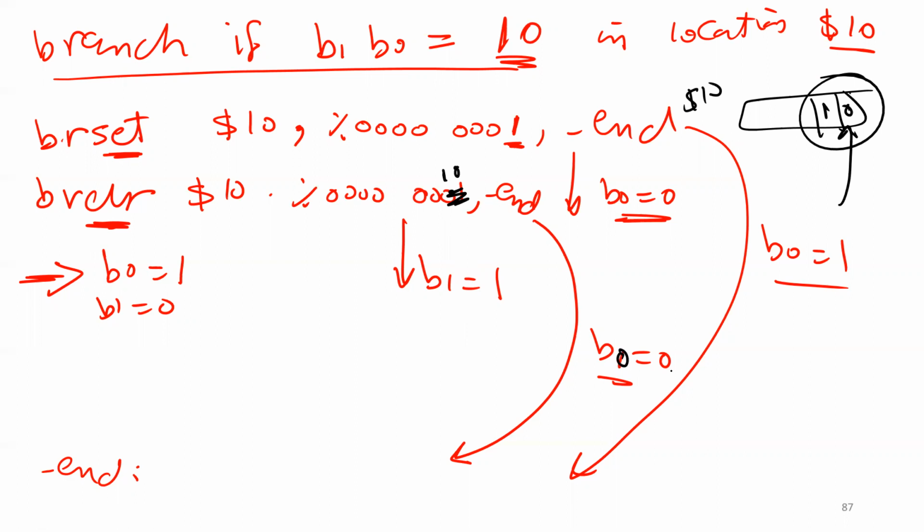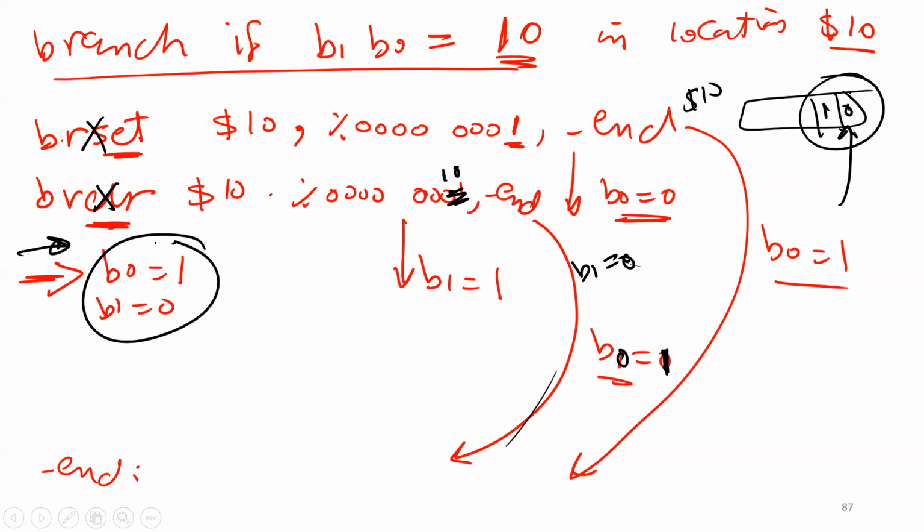If bit 0 is equal to 0, I'm going to come this way. If bit 1 is equal to 0, I'm going to come to here. Sorry, bit 0 is equal to 1. So here I'm going to check bit 0. If it is set to 1, I'm going to come here. If not, the only way to come to here is that these 2 branches are not taken, and these 2 branches are not going to be taken when B0 is equal to 1 and B1 is equal to 0. Okay, guys? It's not difficult, just think about it.